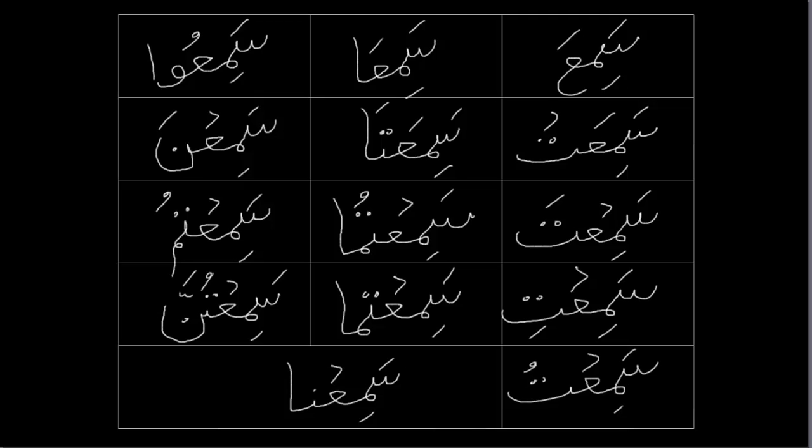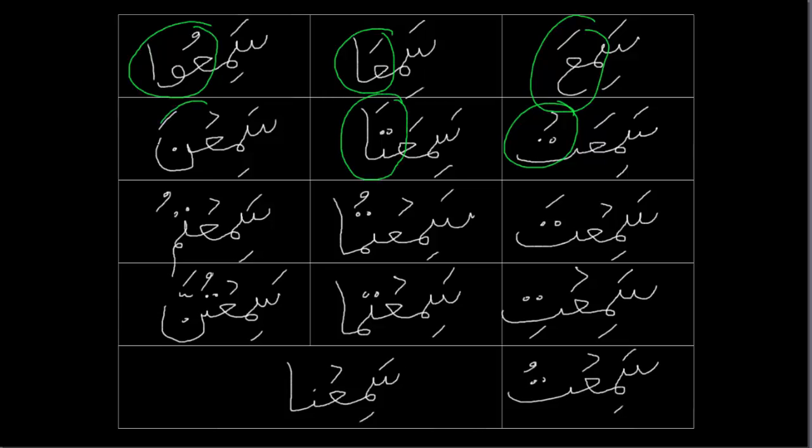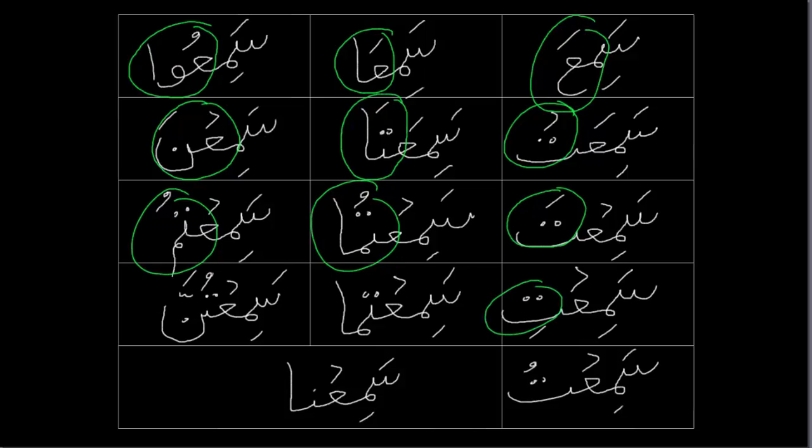So you have Sami'a, that's the word that I'll give you. Sami'a, Sami'u, Sami'at, Sami'ata, Sami'na, like Nasarna, Sami'na, and then you change the ending. Sami'ta, Sami'tuma, Sami'tum, Sami'ti, Sami'tuma, Sami'tunna, Sami'tu, Sami'na. Easy.